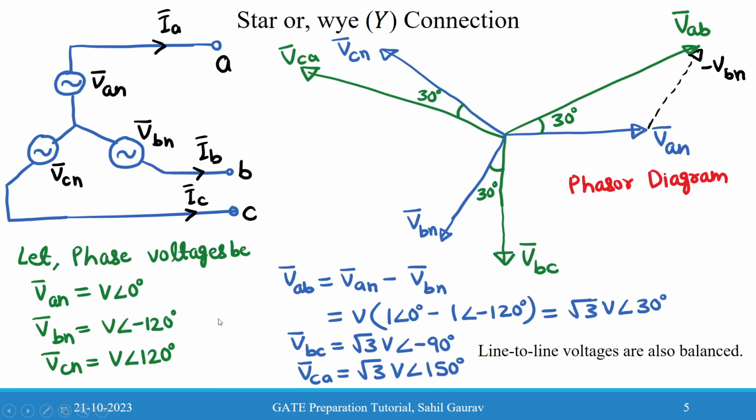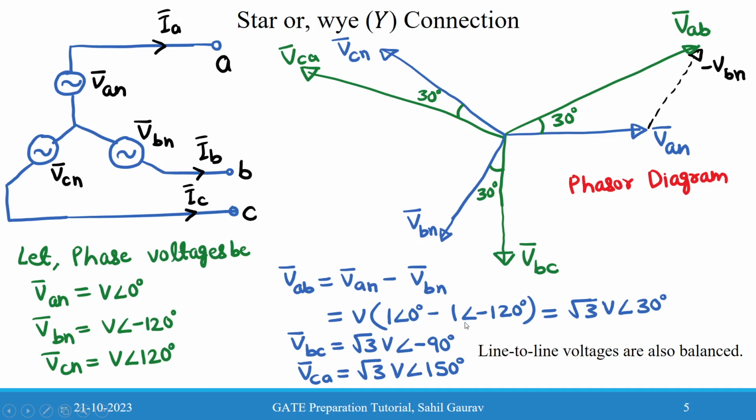Similarly, since the phase voltages are balanced, the line to line voltages are also balanced. Therefore, VBC and VCA will be displaced by 120 degrees, with VBC lagging and VCA leading by 120 degrees with respect to VAB. So we got the line to line voltages.